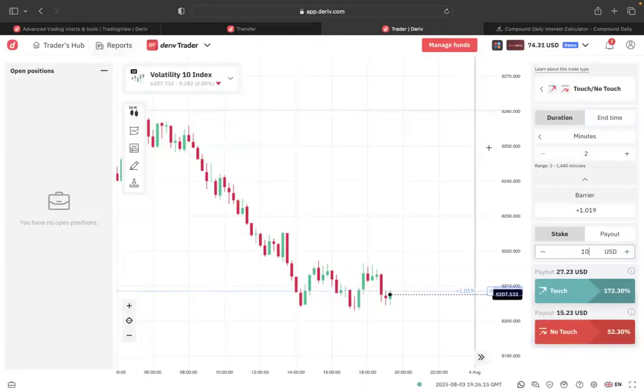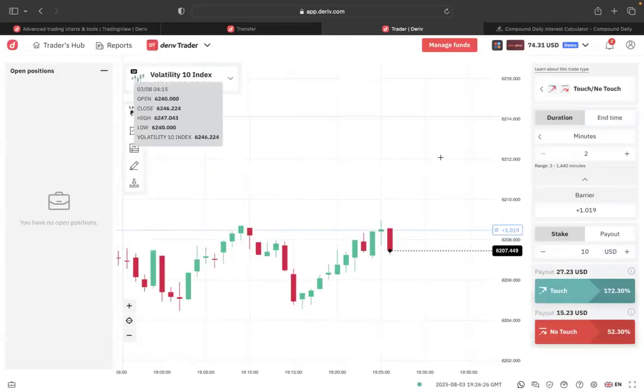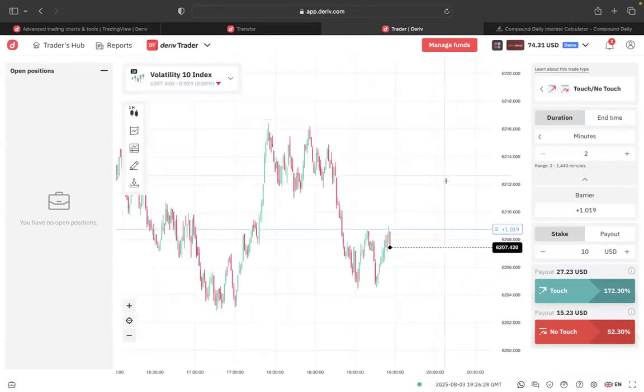Now, let me take a few examples, right? So we understand the touch/no touch concept, right? So if I say no touch, for instance, all right, let me just bring this down to 1 minute so we can see everything clearly. All right, look at this. Now, look at this thing here. This line here is called the barrier. If I'm saying touch, I'm saying I want the market to move up and touch that line.